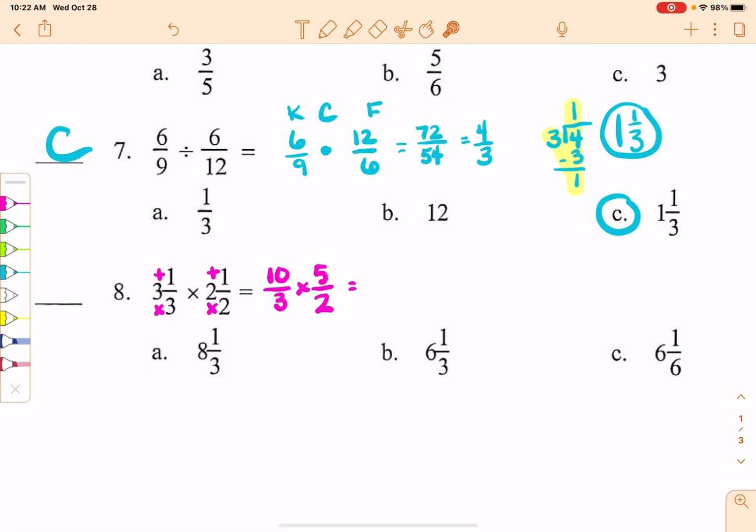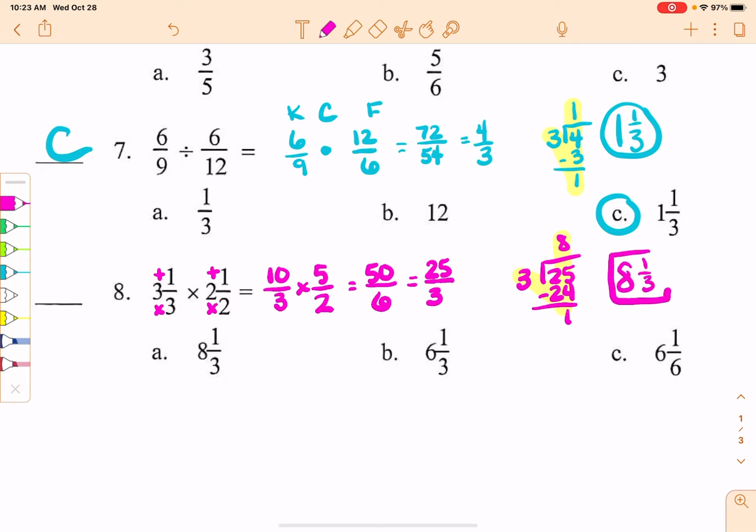Because it's multiplying, I can just multiply across now. So 10 times 5 is 50, and 3 times 2 is 6. If I reduce that, it's going to be 25 over 3. But the top number is bigger than the bottom number, so we have to divide. So 3 goes into 25 8 times. So it's going to be 8 1/3. So that one's going to be A.